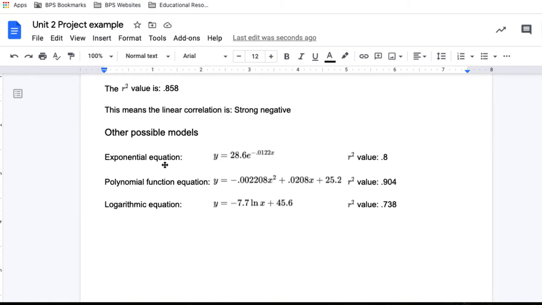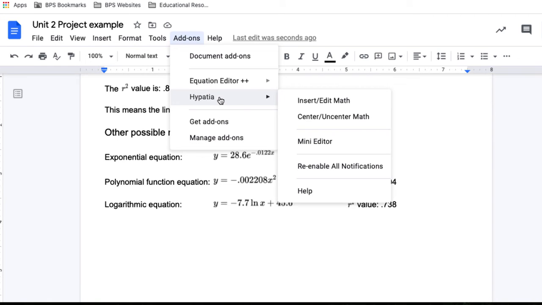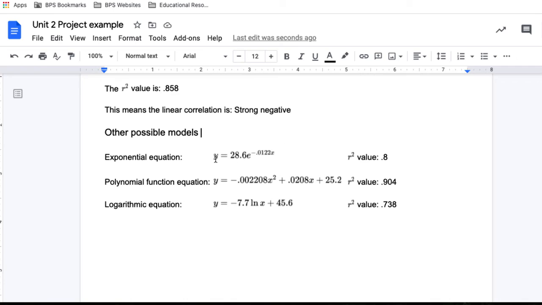So the other possible models that I could pick in my chart were exponential, polynomial, logarithmic. You'll notice that I typed these equations in y equals form. So again, I went to add-ons, clicked Hypatia, inserted the math. So it's a nice, easy equation to read. So the exponential equation will be y equals 28.6 e raised to the negative 0.0122x. And that had an r-squared value of 0.8.